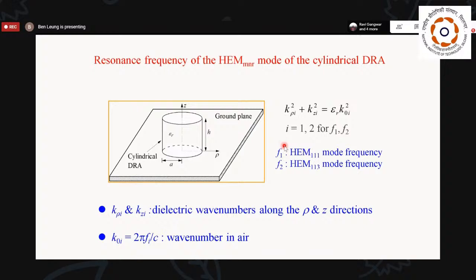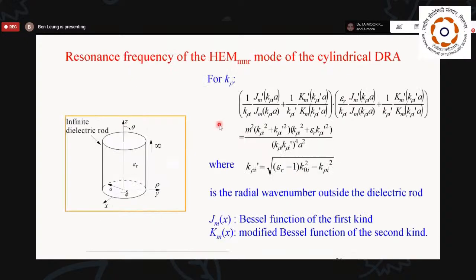And therefore, if we know the formulas for k_rho and k_z, then we can determine the dimensions, the radius a and the height h of the cylindrical DRA. So we need to analyze k_rho and k_z. Now this is the equation for k_rho. In the analysis, we assume an infinite dielectric rod.